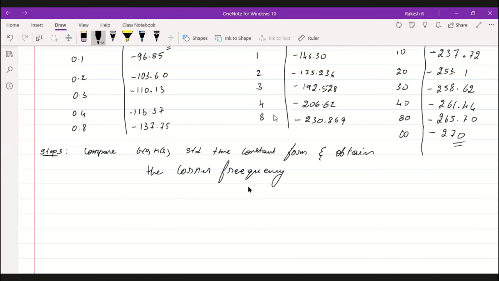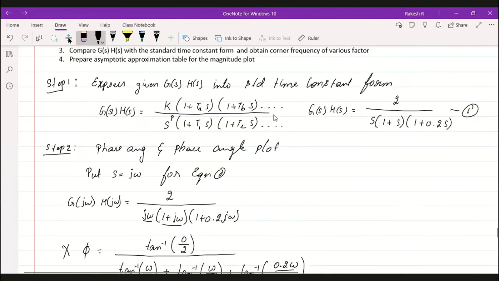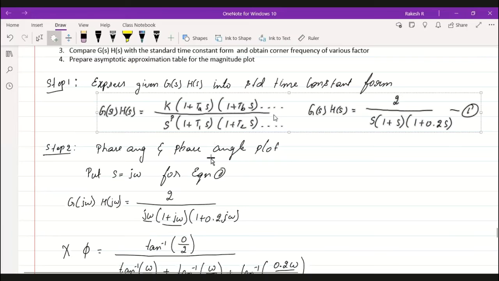Right, obtain the corner frequency. Now, the standard time constant form is these two equations, right? I'll take these two equations: this is the first equation here and this is the second one. We need to take these two here.